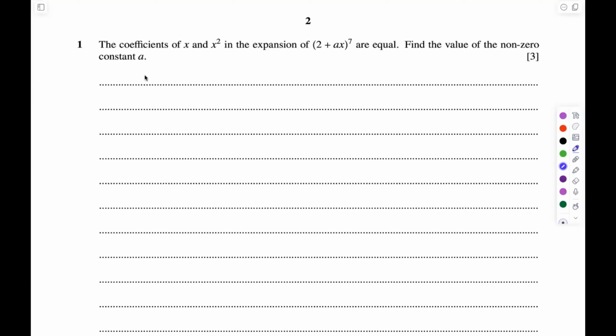Now, when there's an expression of the form (a + b)^n, we expand it using the formula a^n + nC1 a^(n-1) b^1 + nC2 a^(n-2) b^2 and so on. As we just need the coefficients of x and x squared, and in this expression, in place of b, we have ax, so we can use nC1 and nC2 to find the coefficients of x^1 and x^2.